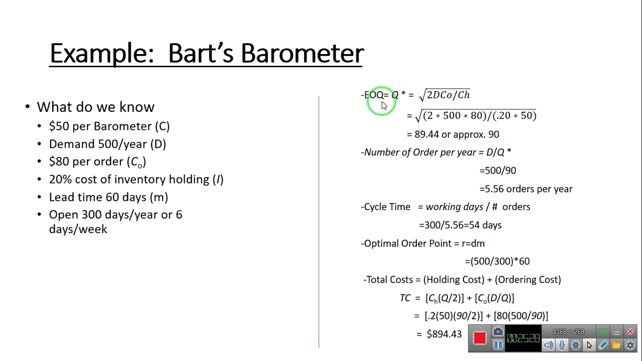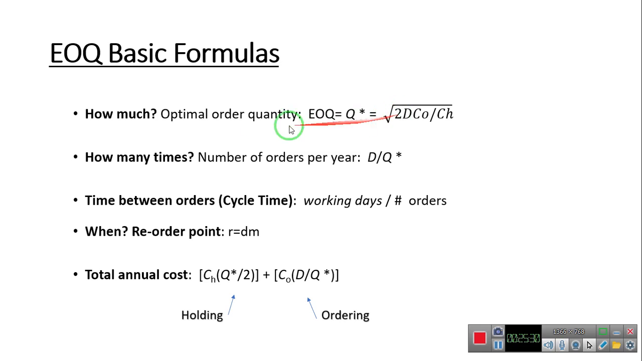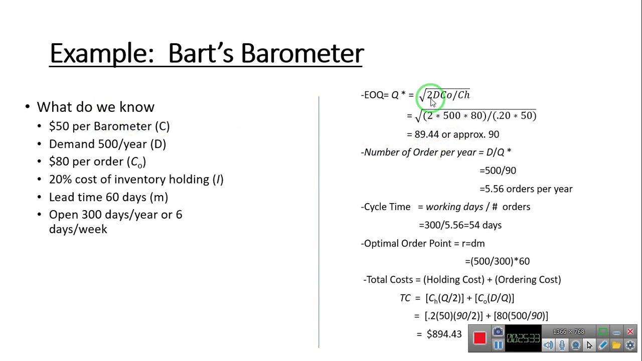All right, so you jump to the formulas. EOQ, how much? So remember this, right? How much? 2 times D times CO over CH. So two times 500, which is your demand, I got it from here, times 80, which is the cost per order, divided by, now here there's a little manipulation because it's 20% cost of inventory. So it's 20% of $50. You do 20% of 50, that's your CH, that's the cost of holding. And you get 89.44 units, or approximately 90.